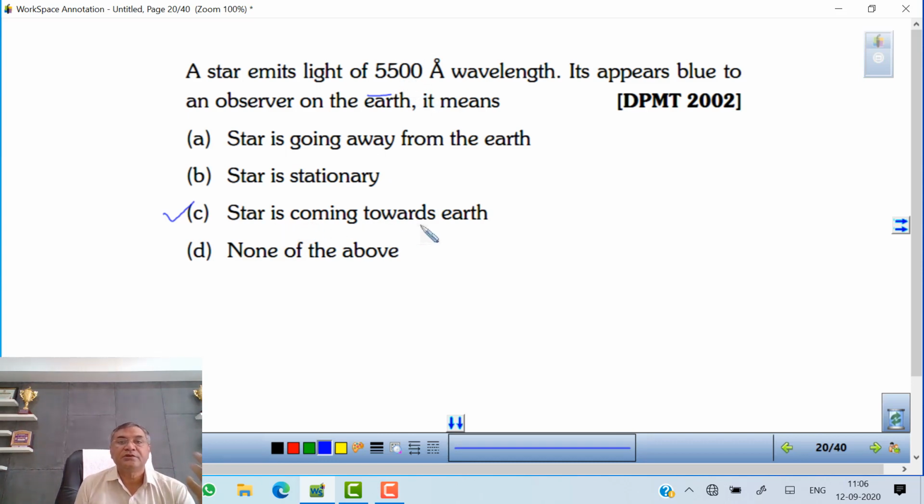It means that star is approaching earth.